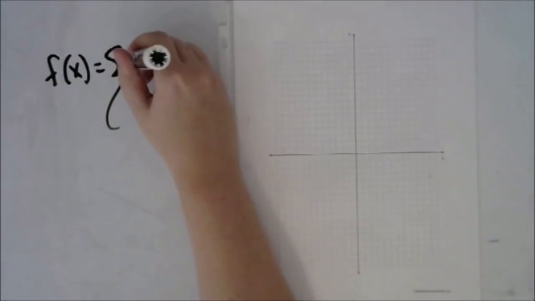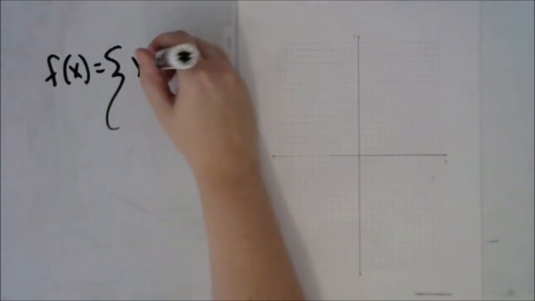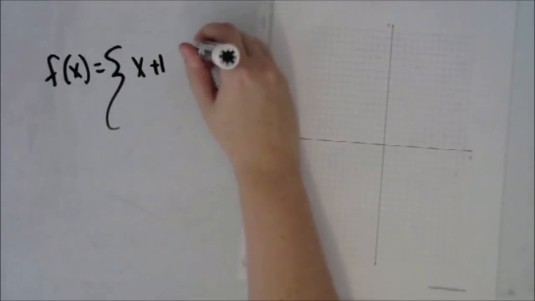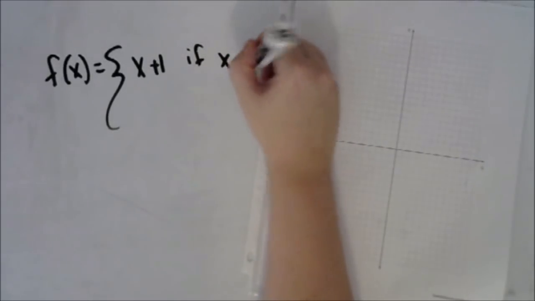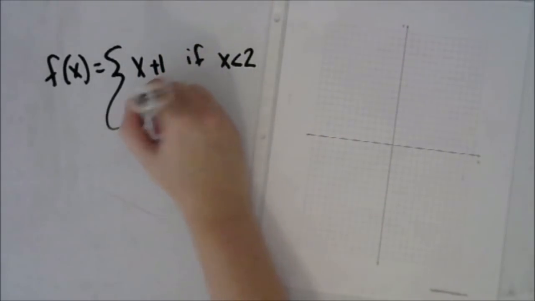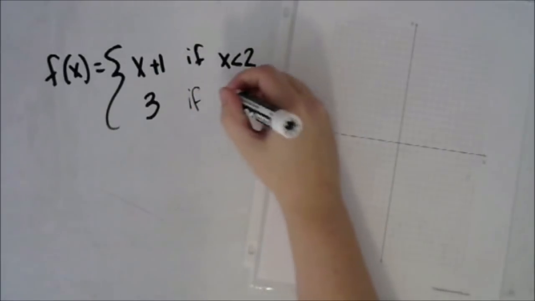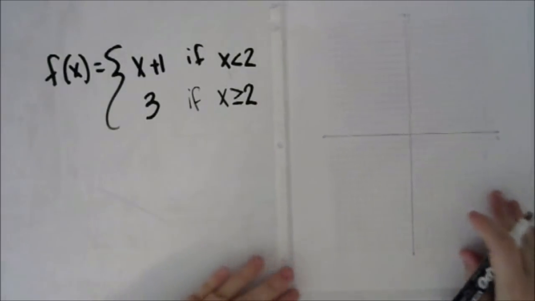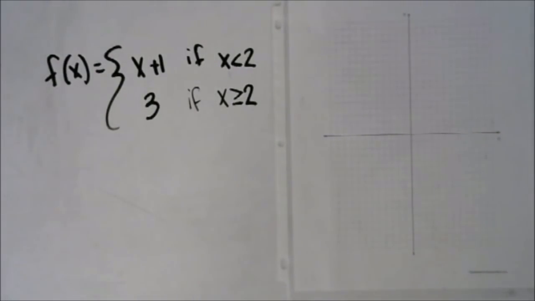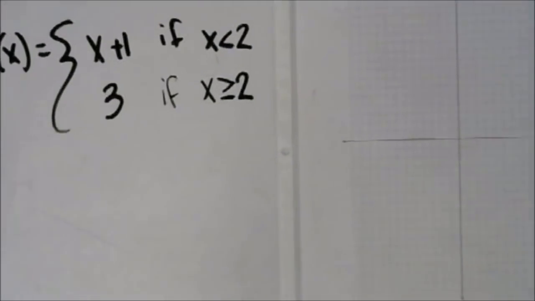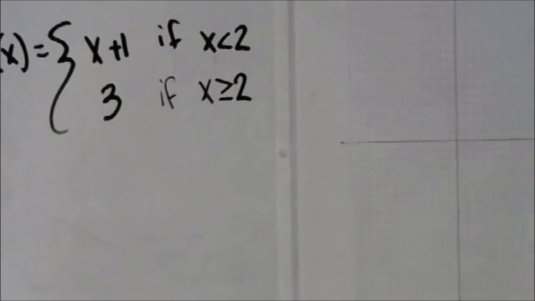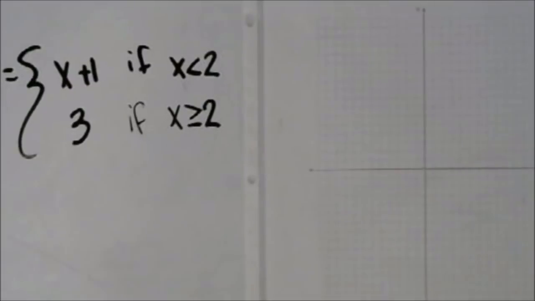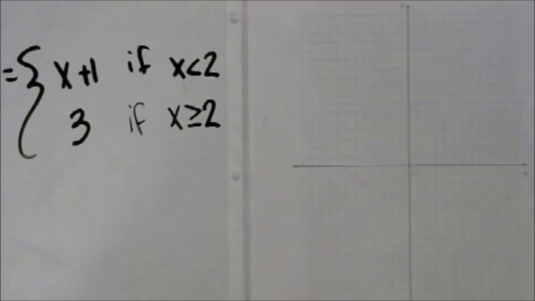This one only has two pieces, x plus 1 if x is less than 2, and a constant 3 if x is greater than or equal to 2. So let's get a graph of this one working. I have a few tips for graphing piecewise functions. A lot of them involve colors, but you can do this without any color.